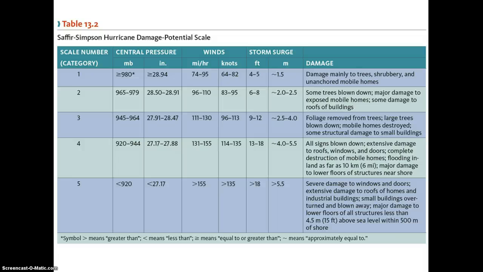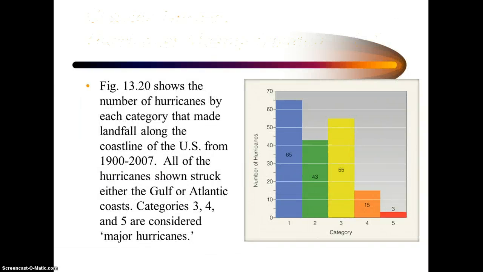This is a table from your book, Table 13.2, which is in fact the Saffer-Simpson Hurricane Damage Potential Scale, and you can read this on your own and study it in greater detail.